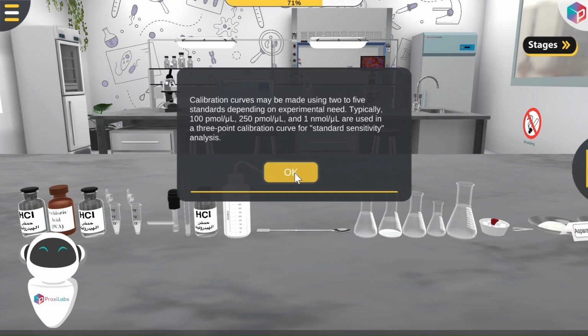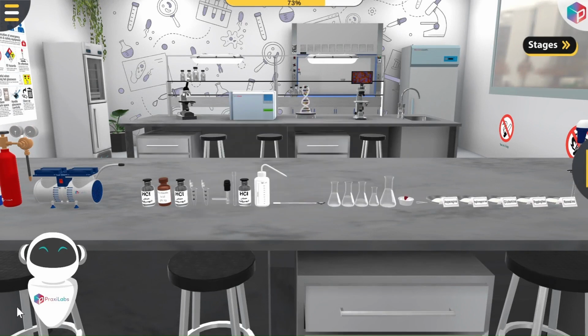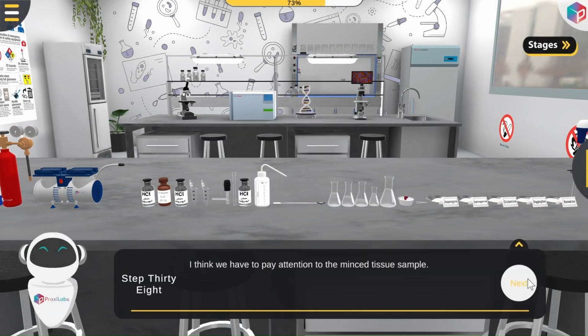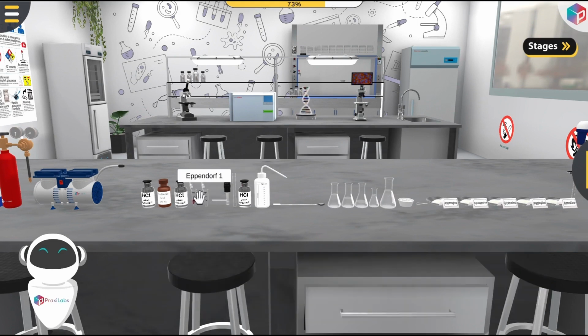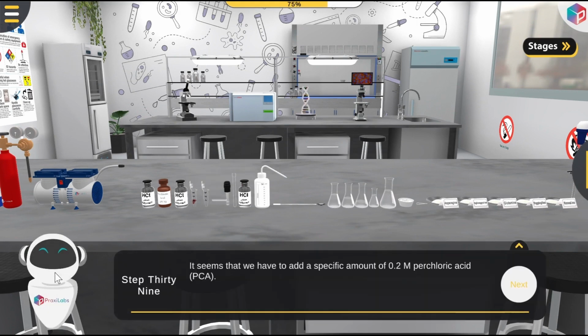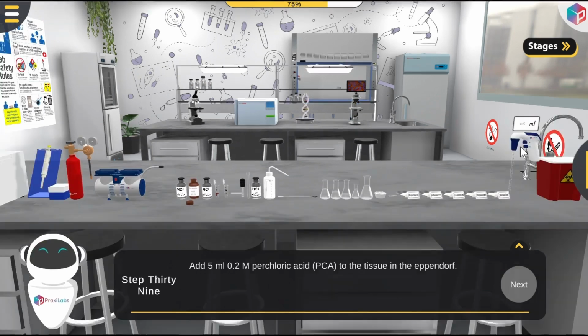Note: calibration curves can be created using 2 to 5 standards based on experimental need. Stage 4. Tissue sample preparation and hydrolysis. Step 38. Add 500 milligrams of minced tissue sample to an Eppendorf tube. Step 39. Add 5 milliliters of 0.2 molar perchloric acid to the tissue in the Eppendorf.